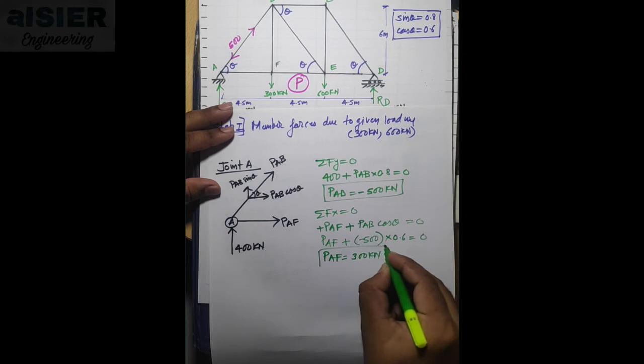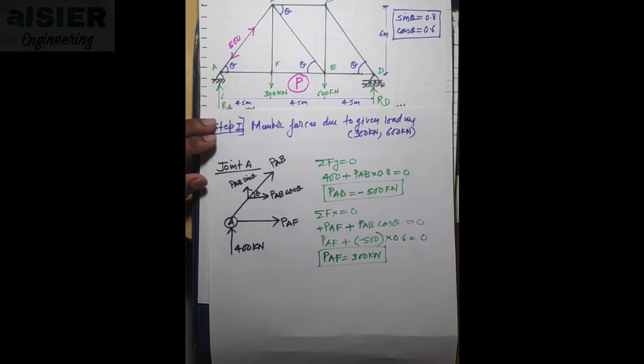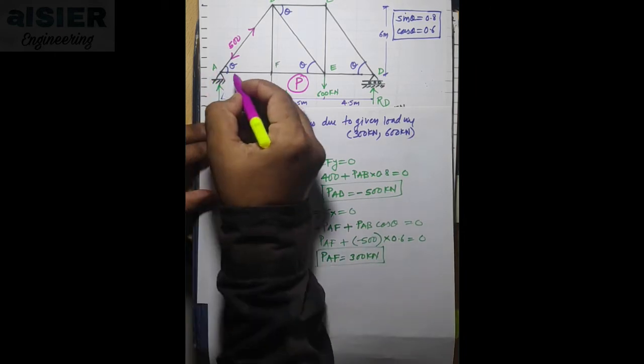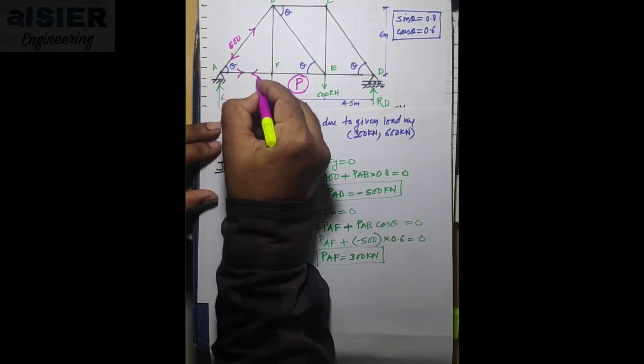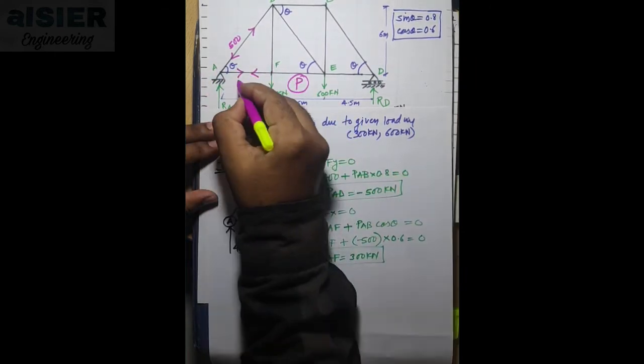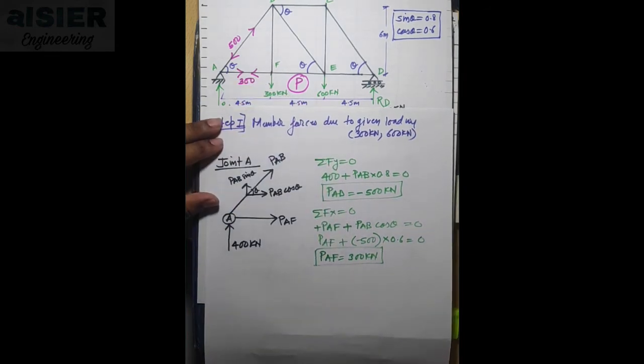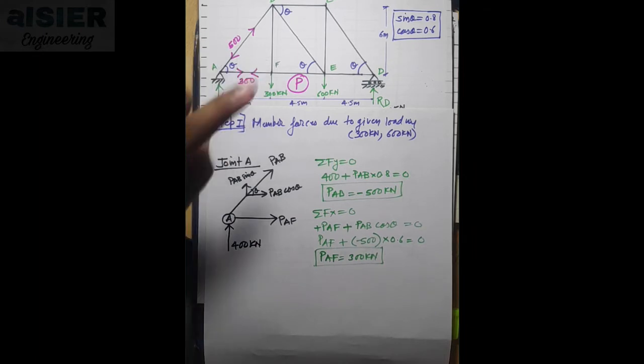Now what does this positive sign indicate? That our assumption is correct, which was away from joint. So away from joint, okay, and value is 300. Right? Now which joint to solve next? So next we will solve this F joint. So let me write down joint F.